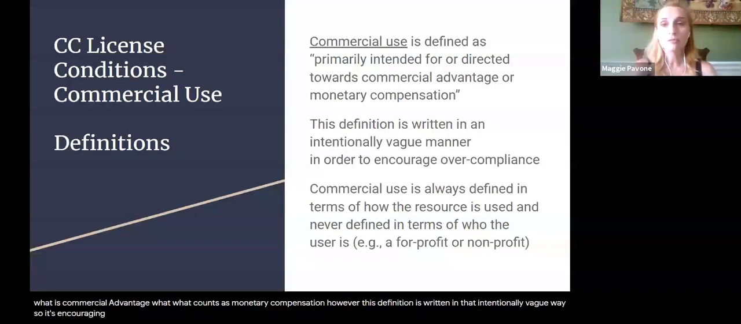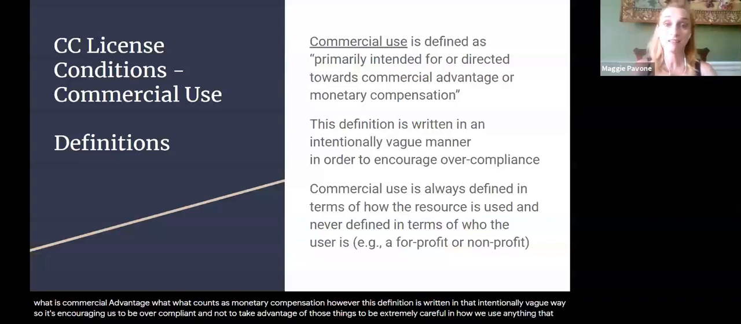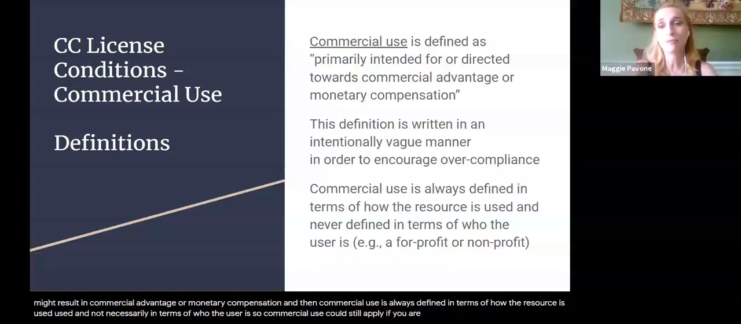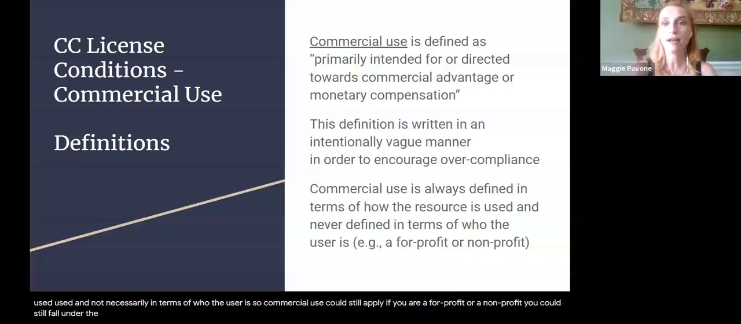So it's encouraging us to be over compliant and not to take advantage of those things. Be extremely careful in how we use anything that might result in commercial advantage or monetary compensation. And commercial use is always defined in terms of how the resource is used and not necessarily in terms of who the user is. So commercial use could still apply if you are a for-profit or a nonprofit. You could still fall under the category of being intended or directed towards commercial advantage or monetary compensation.